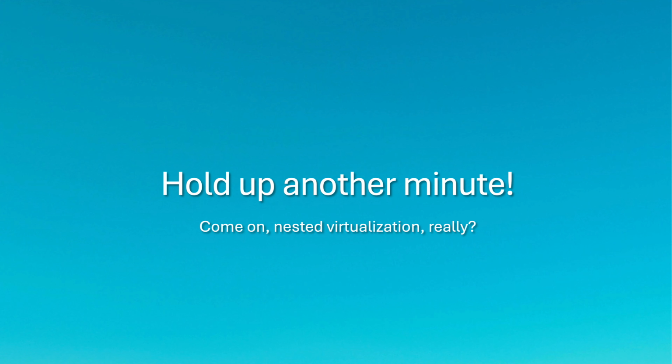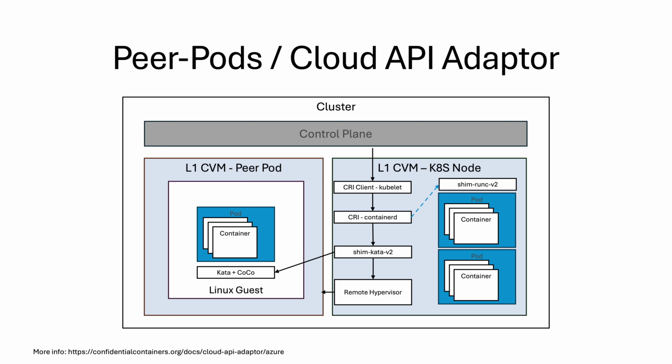CoCo can be run in environments that don't support nested virtualization with the help of an extension for the Kata runtime called the Cloud API Adapter. Its job is to start Kata container VMs on any machines without the need for bare metal worker nodes or nested virtualization support. And that means that CoCo allows users to move workloads onto infrastructure owned by third parties, be it cloud providers or others. As long as they have confidential compute hardware, it should work.